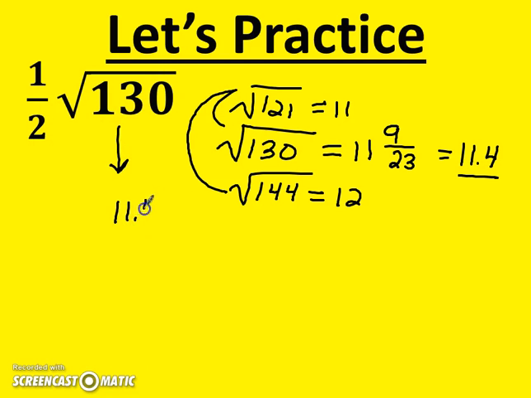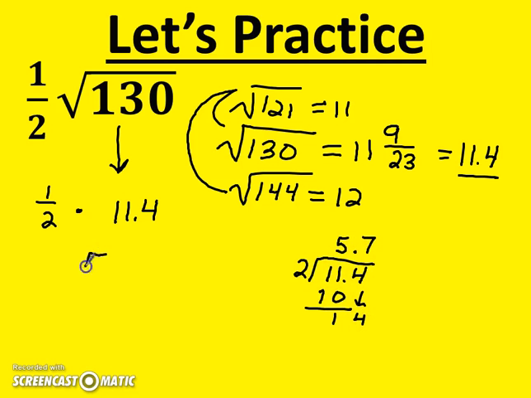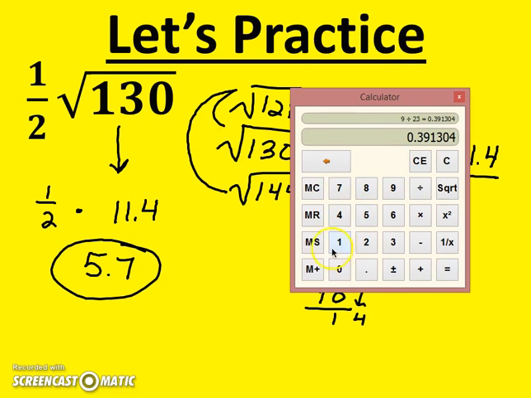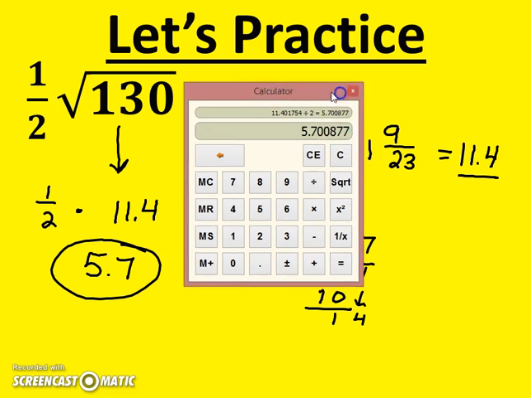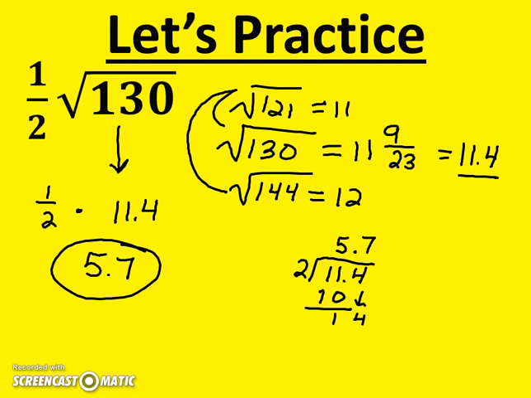Now, our problem was not just the square root of 130, but half of the square root of 130. So if the square root of 130 is 11.4, we need to take half of that. If we take half of a number, we really are dividing it by 2. So if we take 11.4 and divide it by 2, 2 goes in 11 5 times, which is 10. Bring down our 4, and it goes into 14 7 times. So this has a value of 5.7. Let's look on our calculator to see how close our estimate is. 130 square rooted and divided by 2 is 5.7. So our estimation strategy is very accurate.